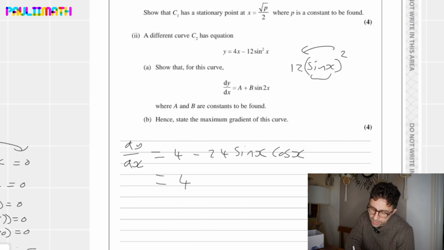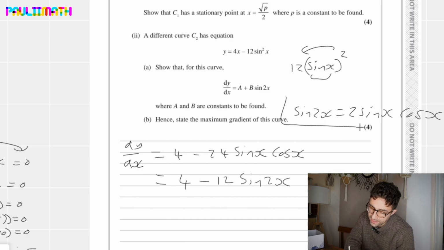It's basically 12 sine 2x, because you've got your trig identity, which is sine 2x equals 2 sine x cos x. All right? Get a tattoo of that immediately.